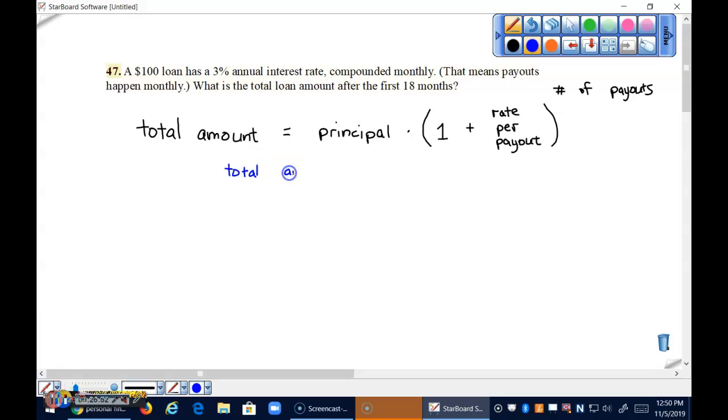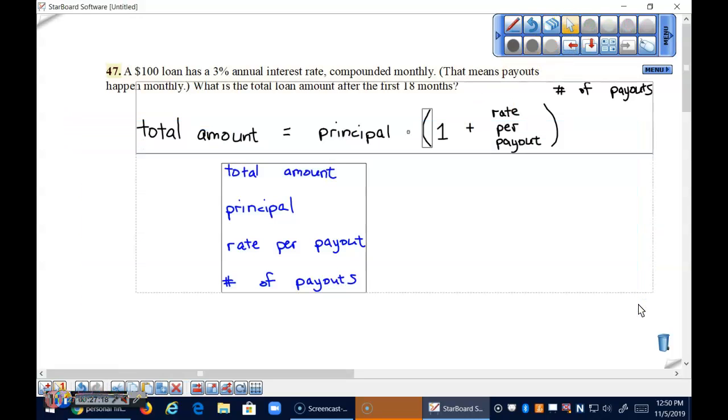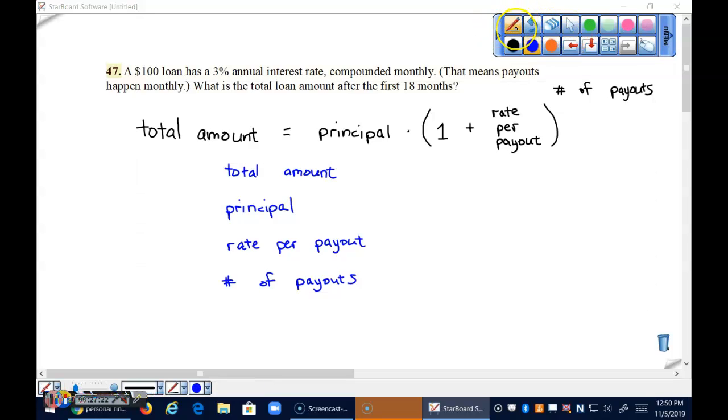Total amount, principal, rate per payout, and number of payouts. I'm going to copy all that because I will use that setup again and again. Okay, I haven't even read the problem yet. I just sort of know that it's a compound interest problem because it has the word compounded in it. And so I have to do all the setup. But now I'll read the problem. So the total amount, that's what I'm solving for.